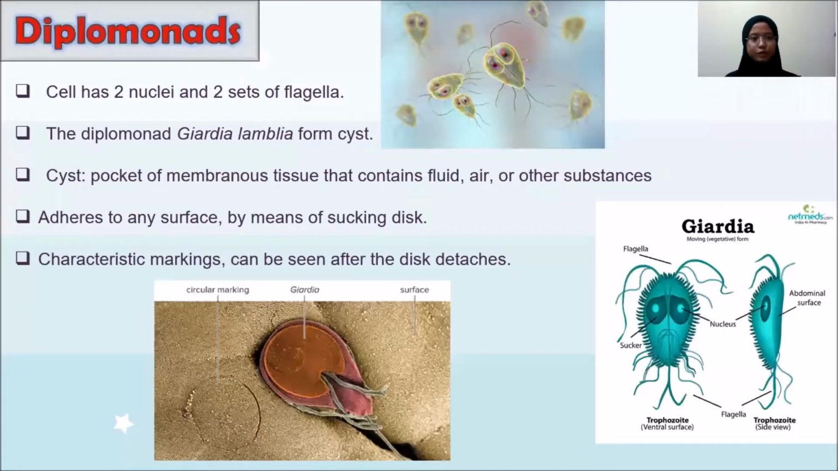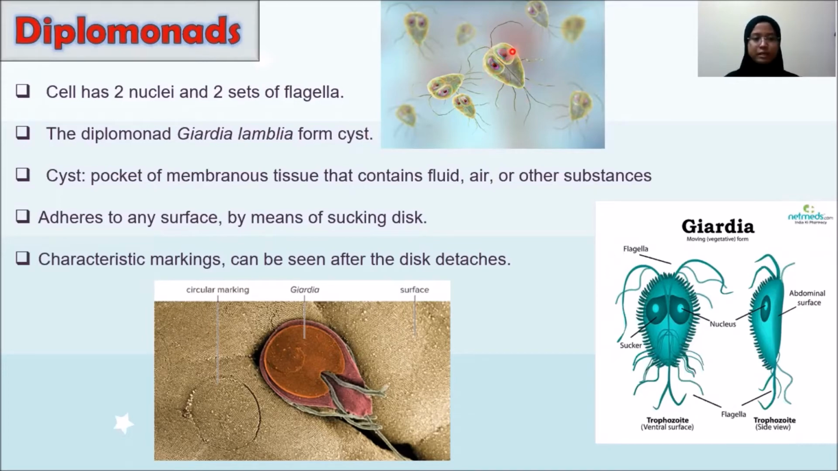Next, we will continue on Diplomonads. A Diplomonad cell has 2 nuclei and 2 sets of flagella. As you can see in this figure, this is a set of flagella, and at the back, we can see another set of flagella. And in the cytoplasm, you can see that it has two nuclei.